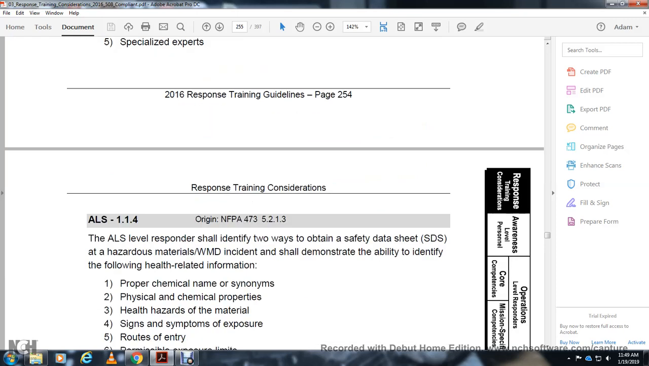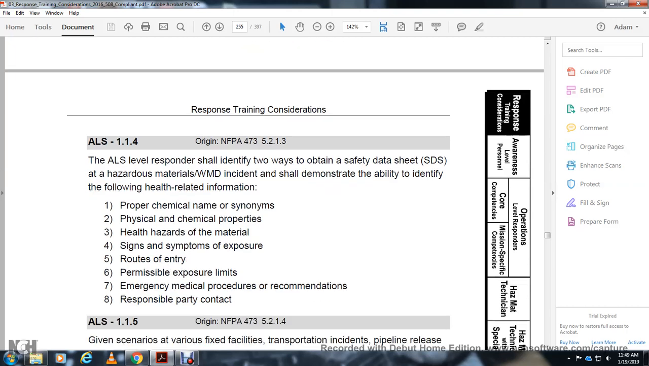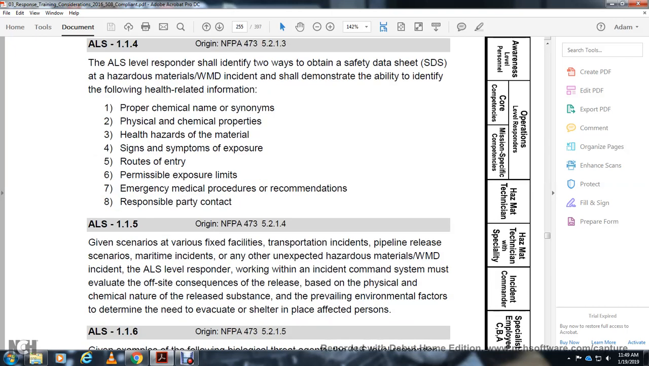Advanced life support level of response should identify two-way with the attainment of the safety data sheet that has material weapon of mass destruction. Responders shall demonstrate the ability to identify the following health-related information per chemical name: the physical and chemical properties, health hazards, exposure routes of entry, permissible exposure limits, emergency medical procedures, recommendations, and responsible party contact. Given this area, the various facilities, transfer incident with the pipe relief of the maritime, or any other unexpected hazmat weapon of mass destruction incident.